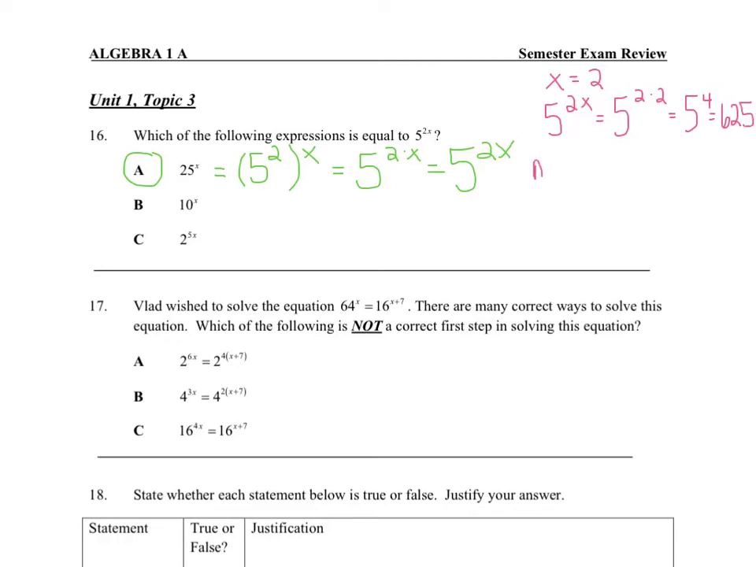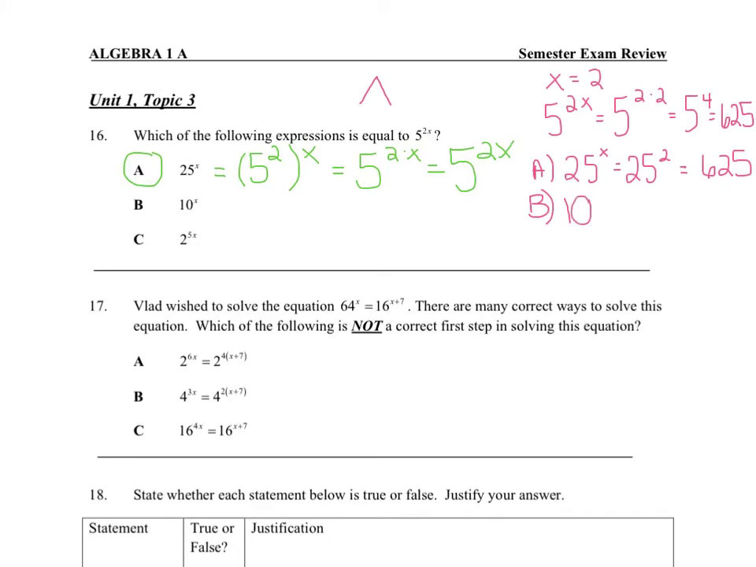So looking at A, we have 25 to the power of x, which is 25 squared. You can use your calculator. Remember, this caret button is your exponent button on a TI-83, TI-83 Plus, TI-84, etc. So 25 squared is 25 times 25, which is 625. So this further proves that it's A, but let's look at B and C.